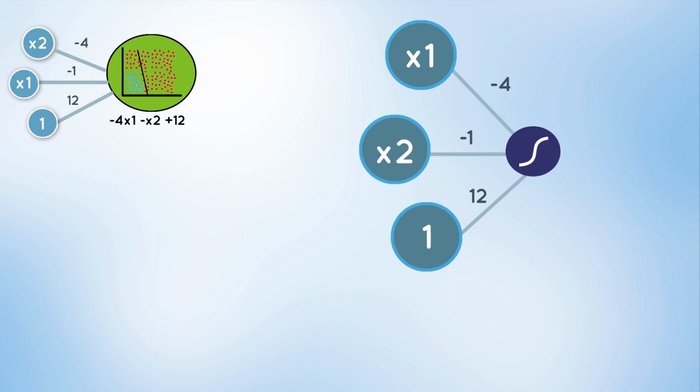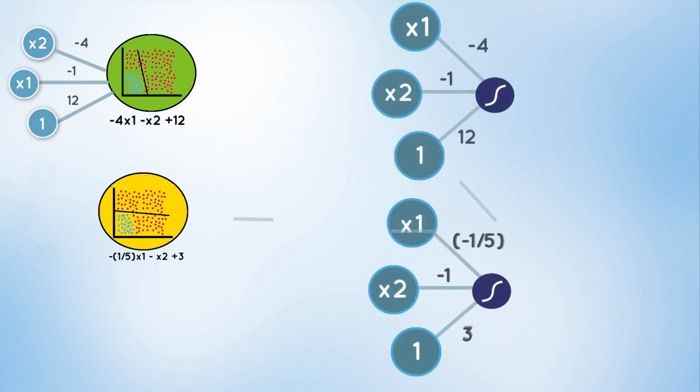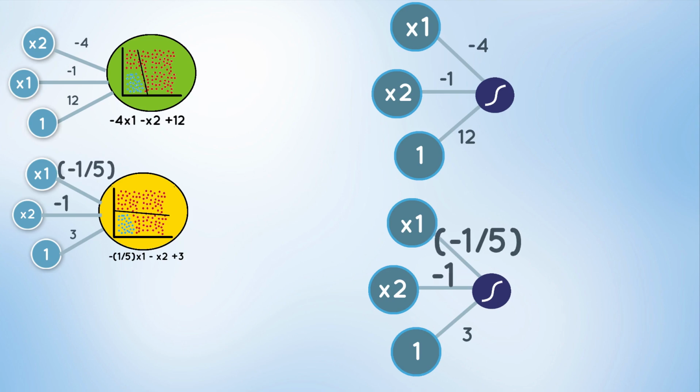Our second model with the following equation, negative 1/5 x1 minus x2 plus 3, receives the exact same input nodes, which are processed by our linear model by multiplying each input with its respective weights, and adding it up along with the bias to obtain their linear combination, and then taking the sigmoid of the point to obtain the probability.